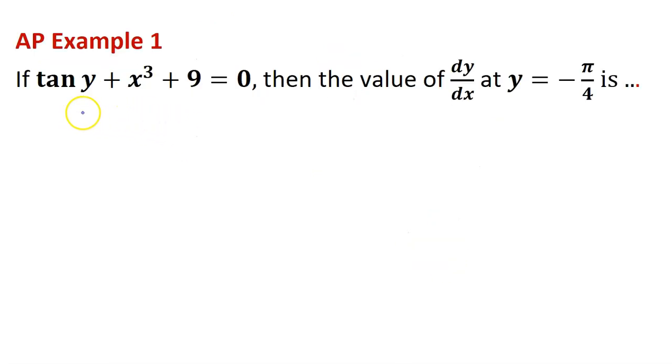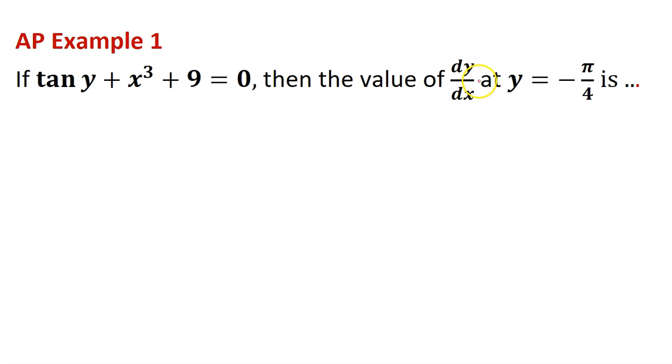Here's an example that I borrowed from the College Board. If tangent y plus x cubed plus 9 is equal to 0, then what is the value of dy dx when y equals negative pi over 4?